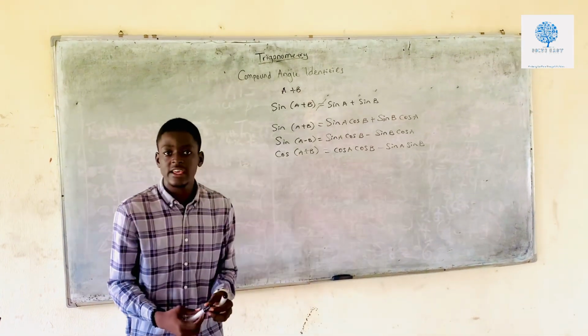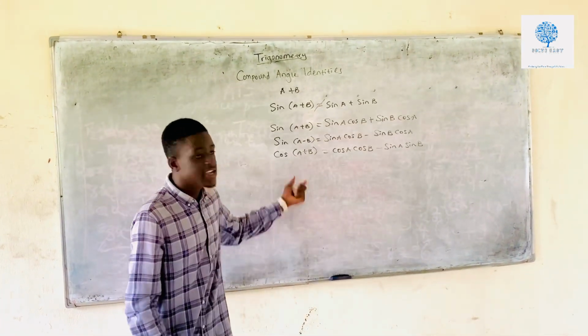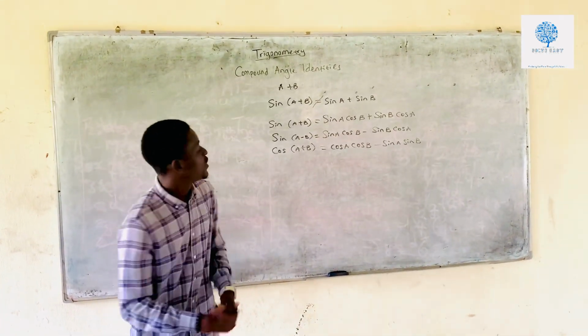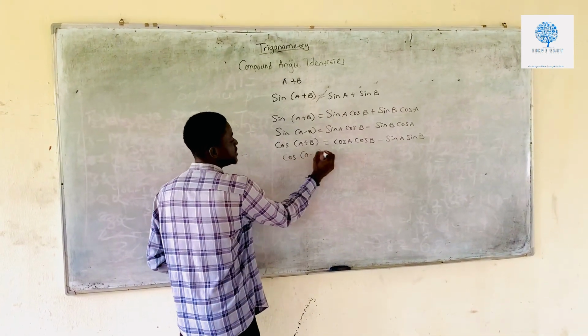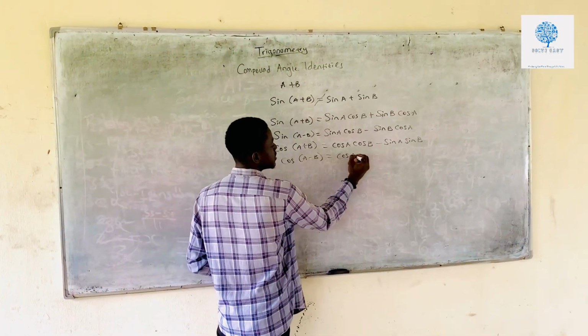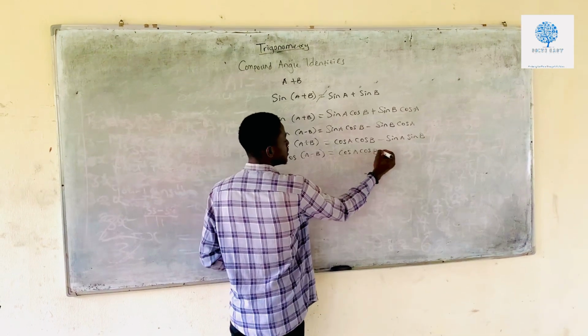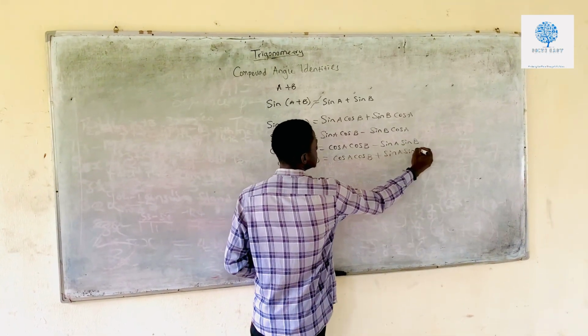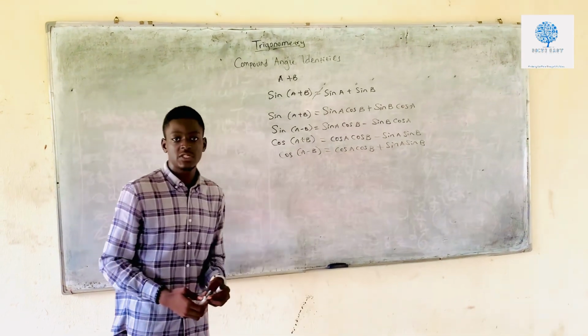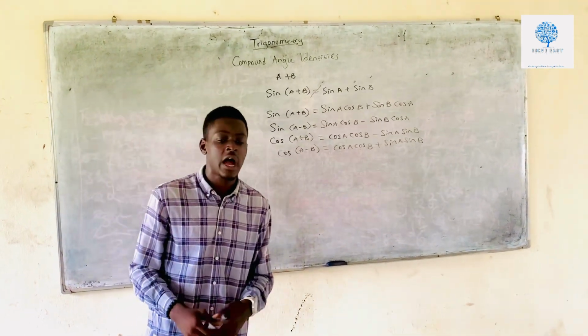So, unlike the sine, cos is actually a very jealous trigonometric ratio. So let's do for subtraction. Cos (A minus B) is equal to cos A cos B plus sine A sine B. So this is how to express the compound angle identities for sine and cos.